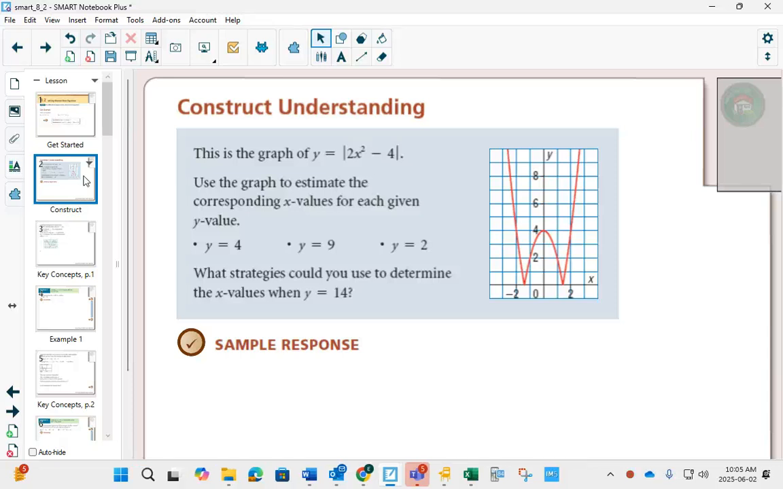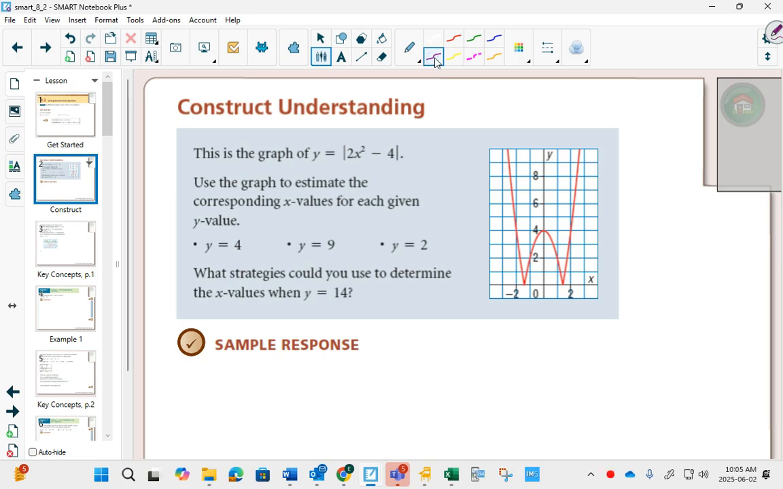Going to construct the understanding together. And it says use the graph to estimate the corresponding x values for each of the given y values. So I'm going to circle this y equals 4 in purple. And if I drew y equals 4, which is a straight horizontal line, there would be 3 places it hits the graph. So I would estimate that if y was 4, x could be 0, -2, or +2.